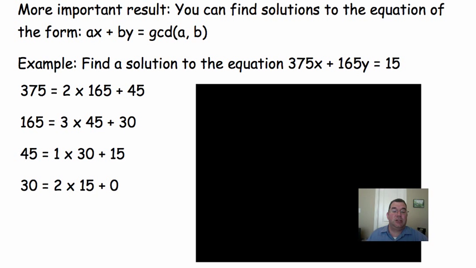Well, the way to do that is to do the steps of your Euclidean algorithm backwards. And we're going to set the remainder equal to a minus bq.